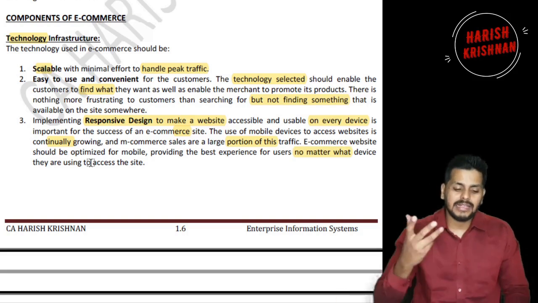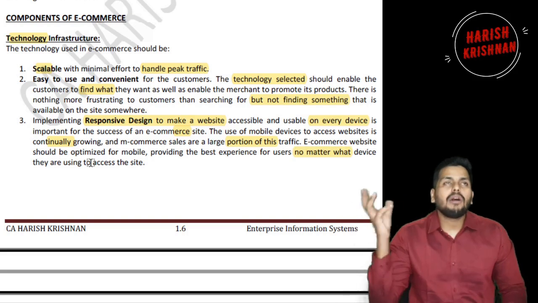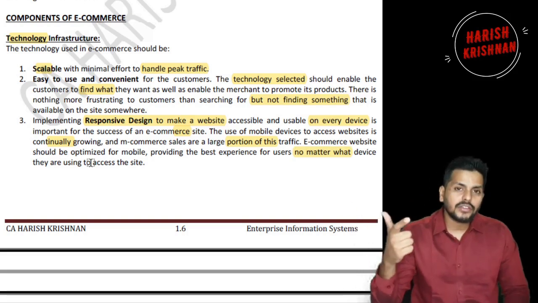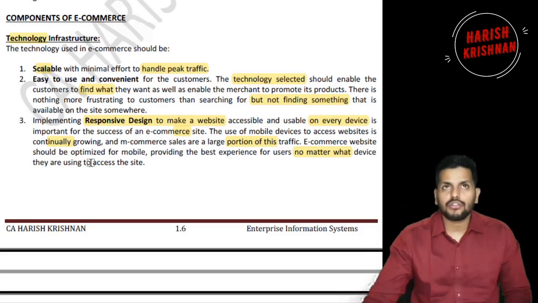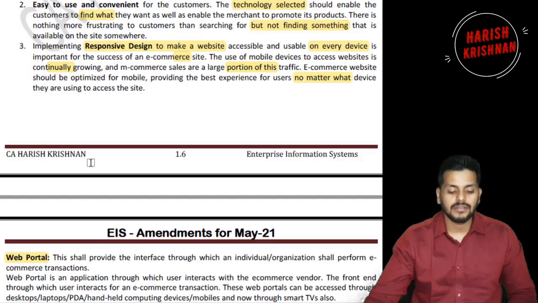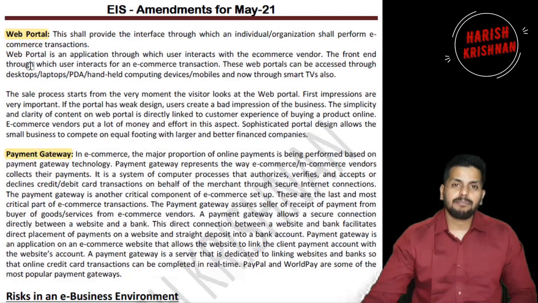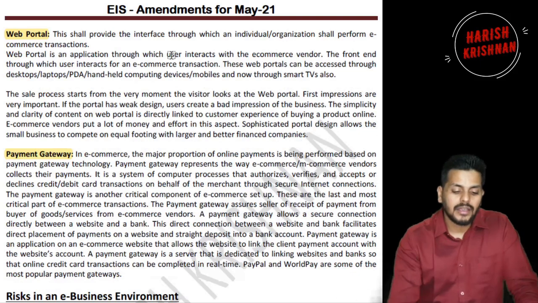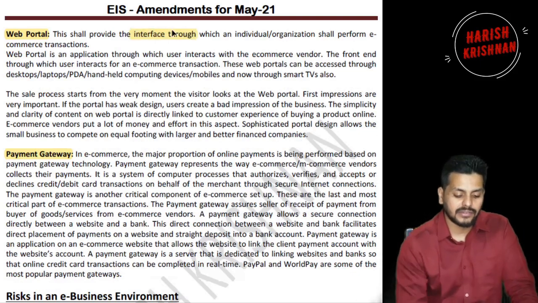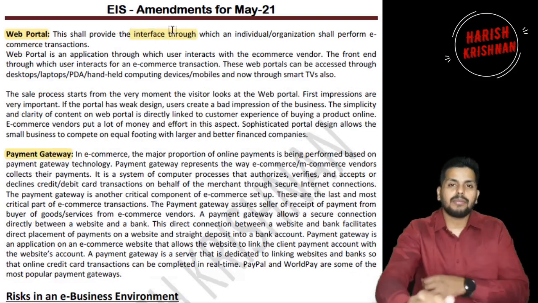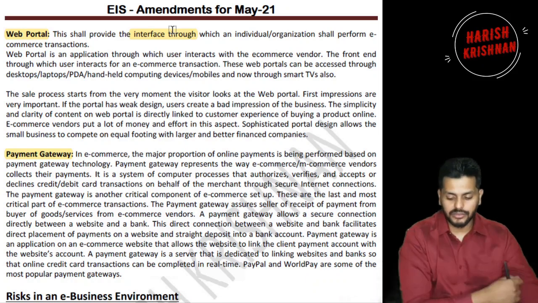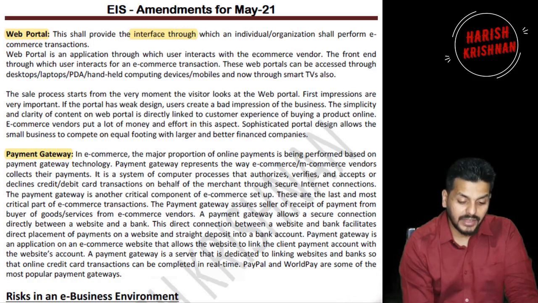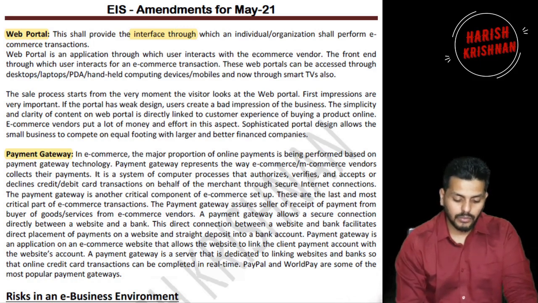So not a big deal, guys. 3 extra points. Whatever technology you are using in e-commerce should be scalable, easy to use and convenient, and should have a responsive design. Then comes web portal. Web portal is a place where we are hosting the entire website. This shall provide an interface. An interface is nothing but a platform between user and the system to communicate, right? So this shall provide the interface which is what?